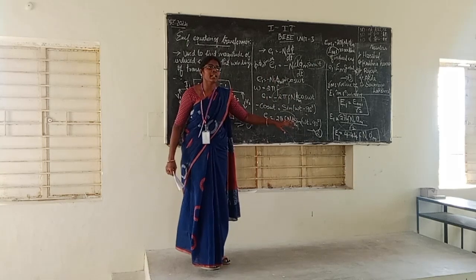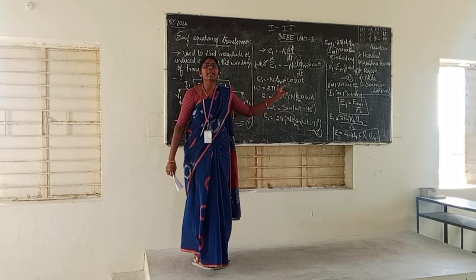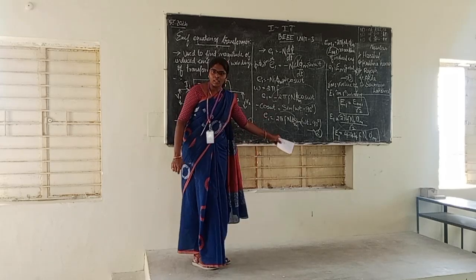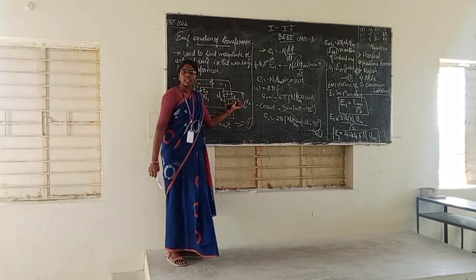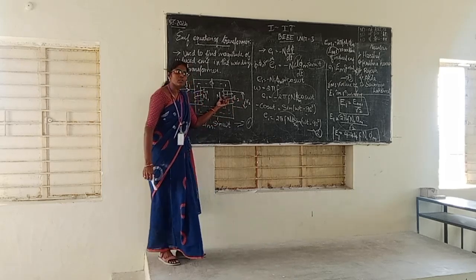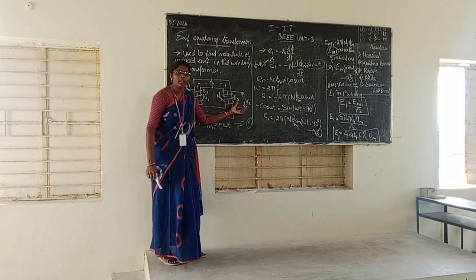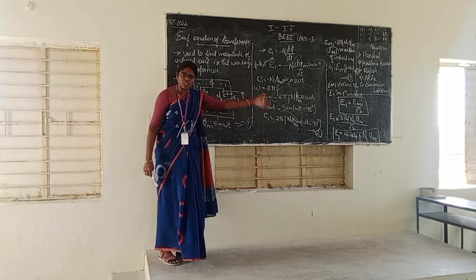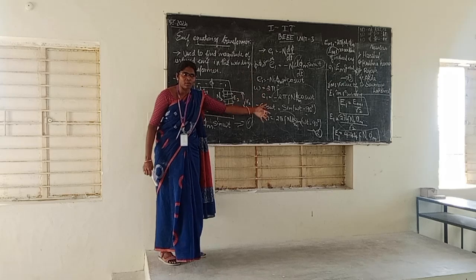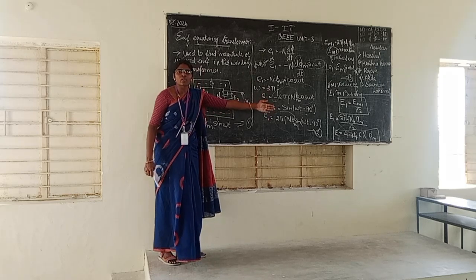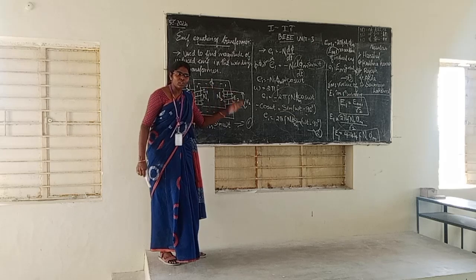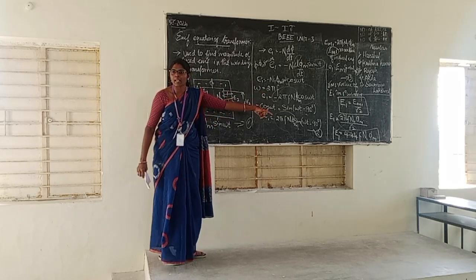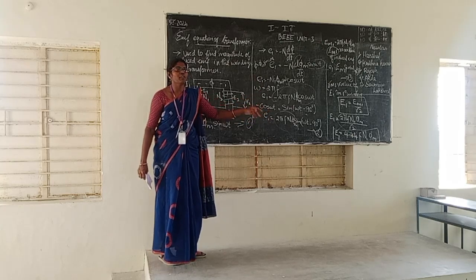Similarly for the secondary winding, only the number of turns is going to change. So how will the equation be? E2 is equal to 4.44 into frequency, which is not going to change. The frequency will be the same. Next, N2 is going to change, N2 into the flux. The flux is the same as for the primary side, the maximum flux phi m. Similarly for E2.